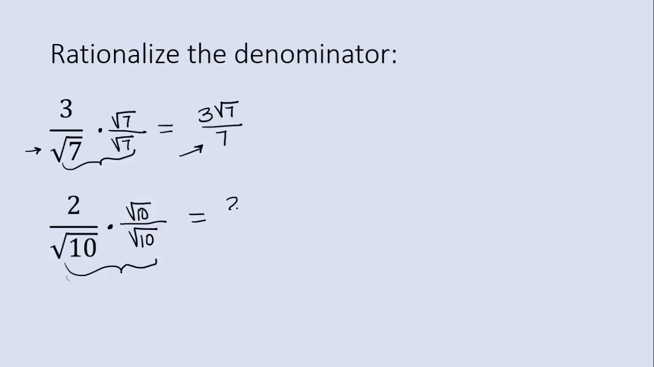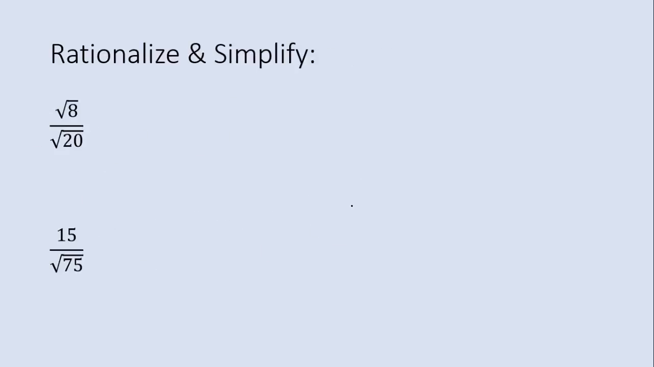So the numerator turns into 2 square roots of 10, and the denominator is now just 10. We can reduce that a little bit by dividing the numerator and the denominator by 2. So my final answer is just the square root of 10 over 5. And that is rationalized. Let's look at some that are a little bit more complicated.